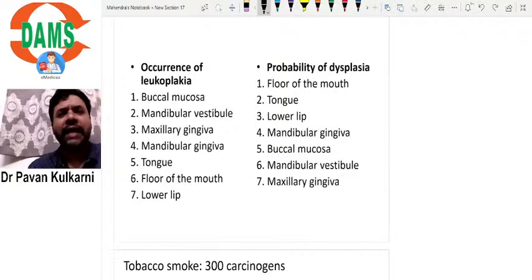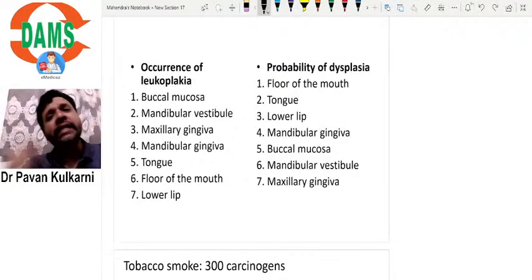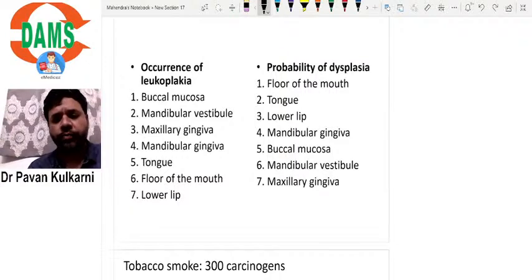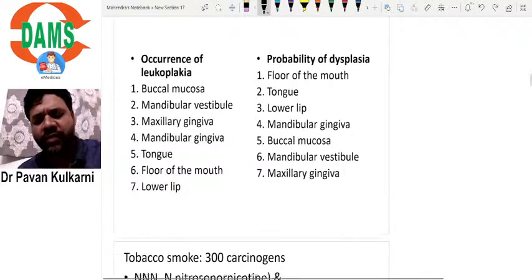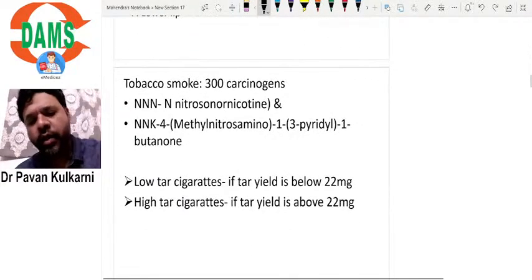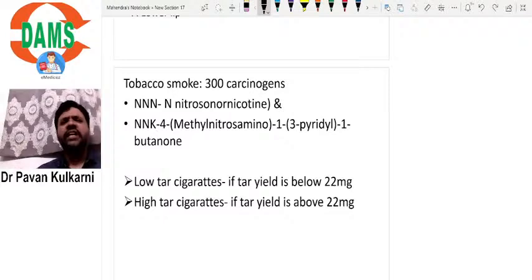You have to understand in which site there is a high risk of developing dysplasia. Among those, the riskiest site is the floor of the mouth. Next is your tongue, or the ventral surface of the tongue. Okay, this is just general information.